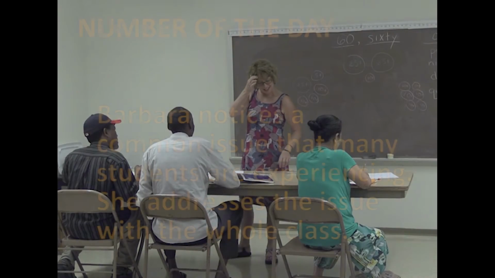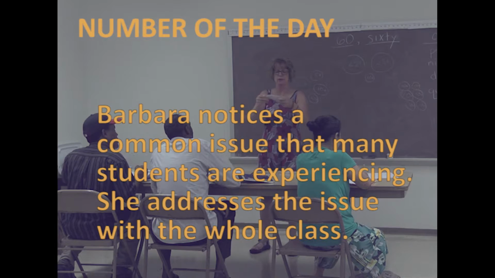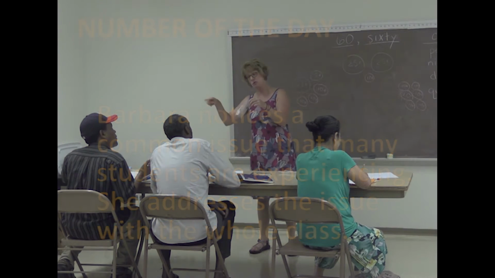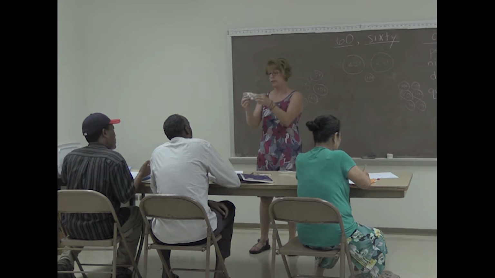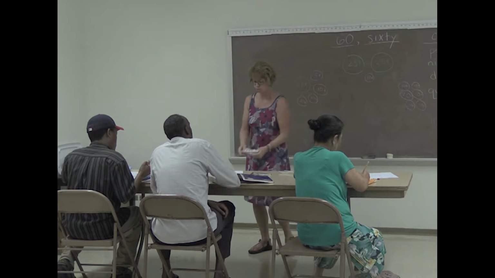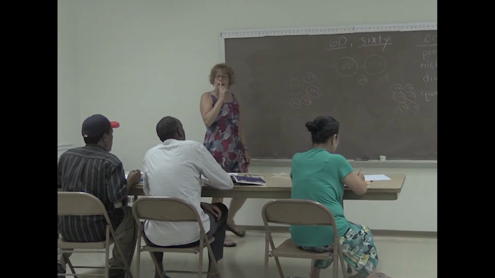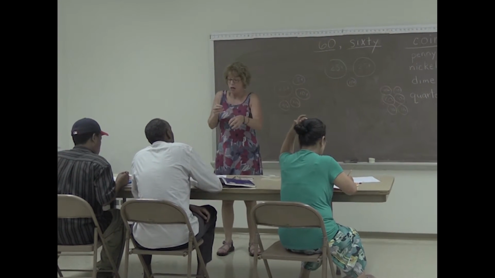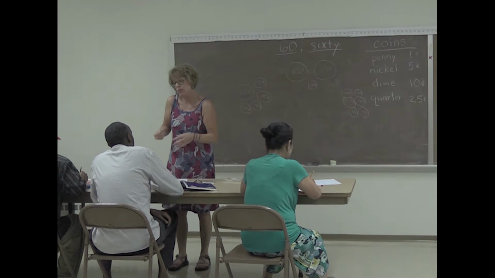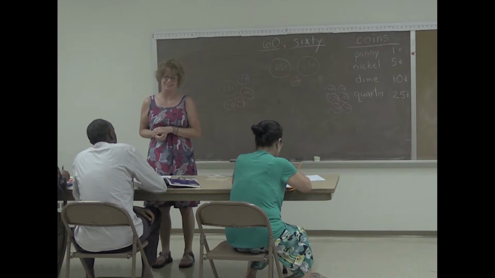Okay. I see a problem. I see 3 or 4 people. They have their coins, 4 coins, and they drew 4 coins. 25 and 10 and 5 and 1. But that's only 41. Okay? I want you to take what coins you need to equal 60, not 41 cents.